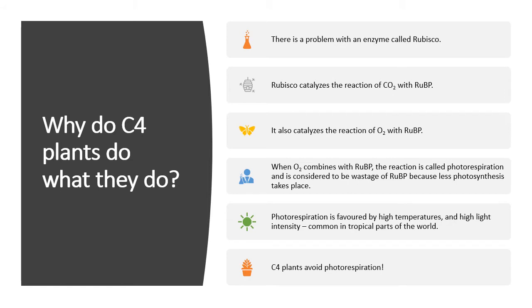The problem with rubisco is that it catalyzes the reaction of oxygen with RuBP as well. In other words, rubisco likes to catalyze the reaction between CO2 and RuBP, and it also likes to catalyze the reaction between O2 and RuBP. Now, when rubisco catalyzes the reaction with oxygen, that is called photorespiration.